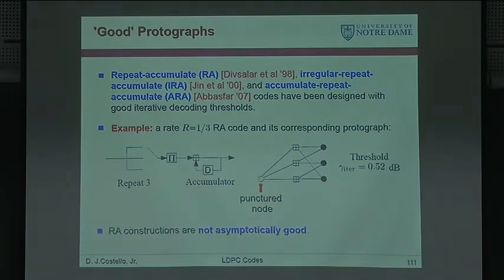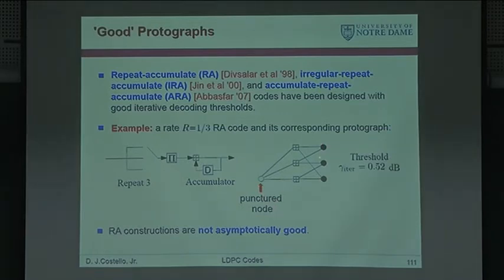But these are not asymptotically good. This is an irregular graph, and there's a so-called punctured node here. If you looked at this, there's 4 variable nodes and 3 check nodes, so it would be rate 1/4. But if you puncture one of the variable nodes, then one of the outputs goes away. You've got rate 1/3. So puncturing just means you delete it. You could generate that bit and then not transmit it. So that makes it rate 1/3.